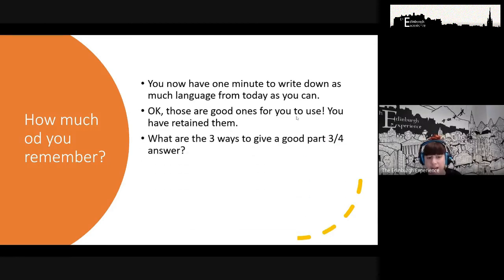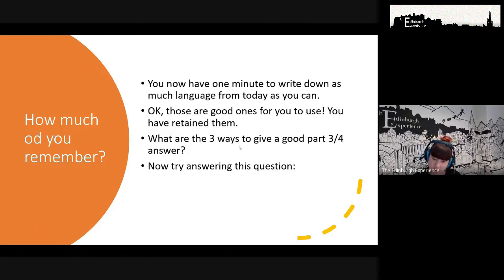Okay, now can you remember the 3 ways we have to give a good part 3 or part 4 answer? The 3 steps I talked about? Yeah, take a second. You can write those down too. So if you remember, the first thing that we have to do is give an opinion, explain the opinion, and then expand the opinion. Okay, and we expand the opinion using an example, a scenario, or a fact. Okay.